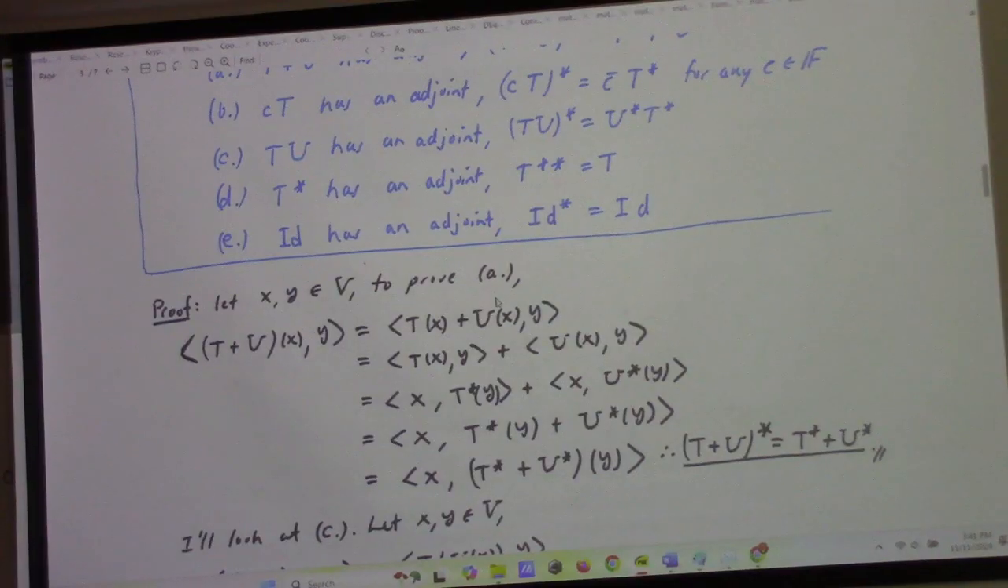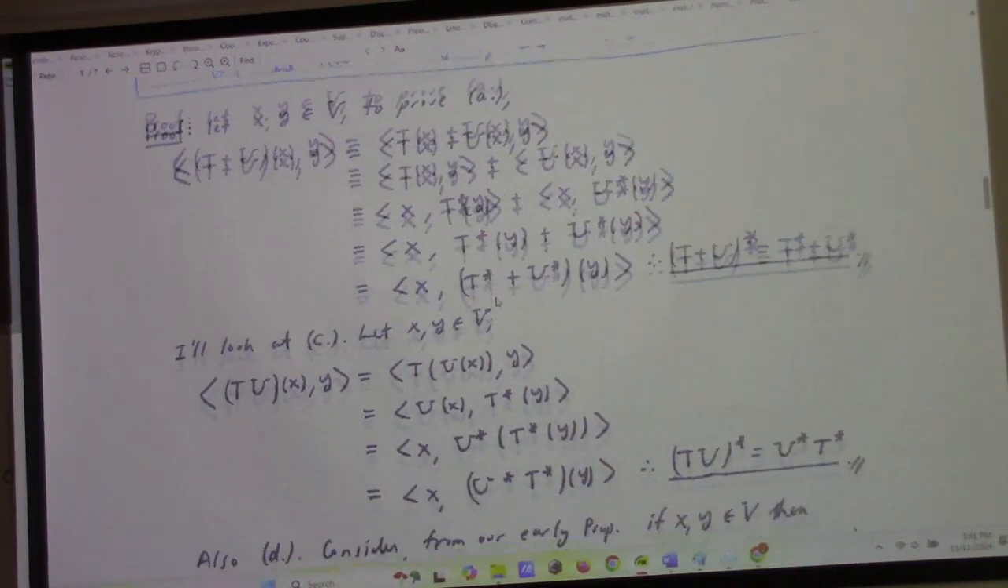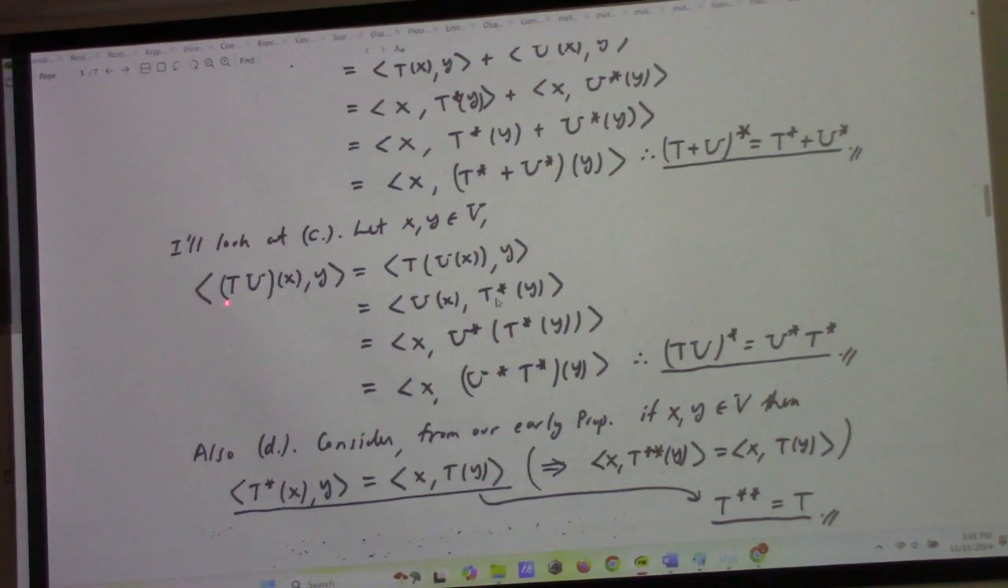And the logic for all of these is pretty much the same. Like the next one here. If I have TU of x comma y, that is T of U x comma y by definition of composition, right? Then, if I shift the T over here, I get a T star. So I get U of x comma T star of y. But then, by definition of adjoint, I get U adjoint, T adjoint of y when I shift the U over. But you see the T star has to come first because it's on the outside. And then I've got x with this thing, but x with anything over here acting on y, whatever that anything is, must be the adjoint of TU. So (TU) adjoint is U adjoint, T adjoint. Yay! And there it is.